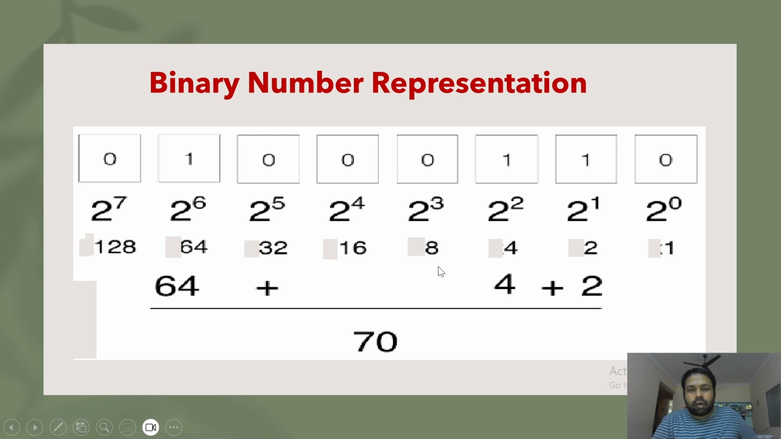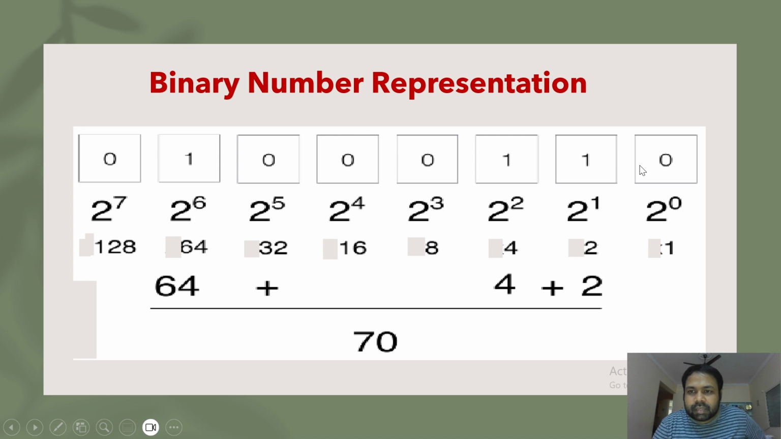Okay. So how I have written it: 1000110 is the binary number representation for what? 70. For example, let us consider these 4 bits only. Let us consider these 4 bits: 0110, right?